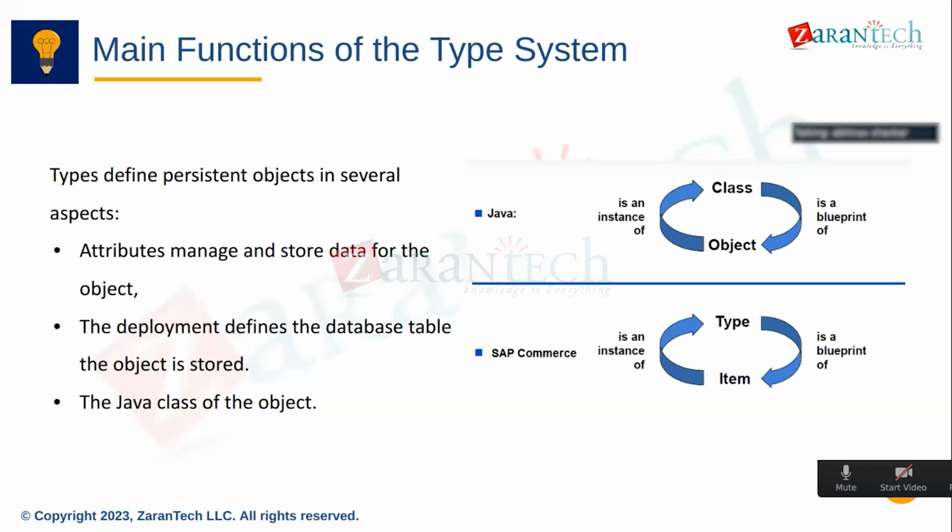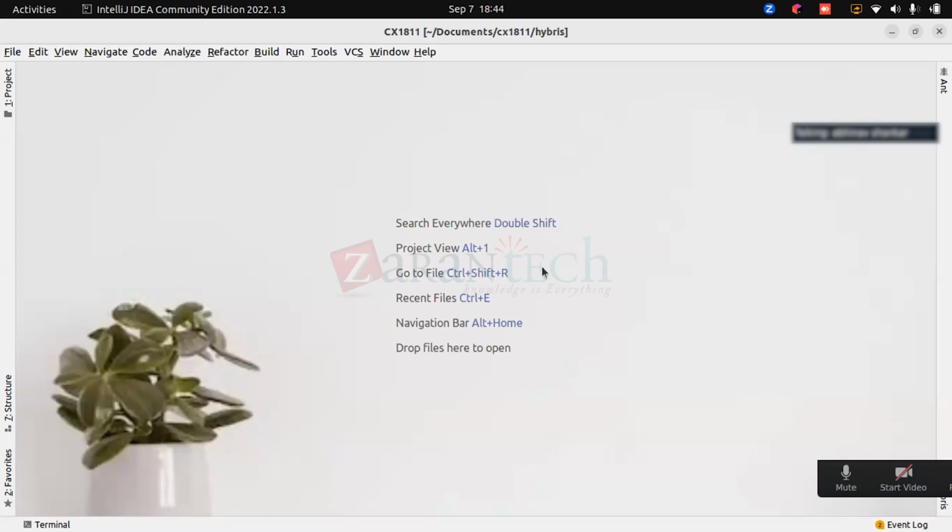If you want, you can make notes on this. No problem. Yes, I have. Because this will be used by you in each and every task and assignment, and for the long term also. A type defines a persistent object, and attributes manage and store data for the object. So attributes will be a part of the type. Yes. The requirement defines the data. Okay, let me take you into here.